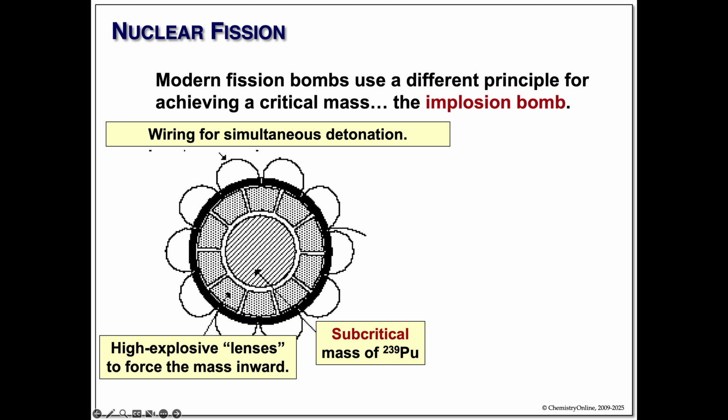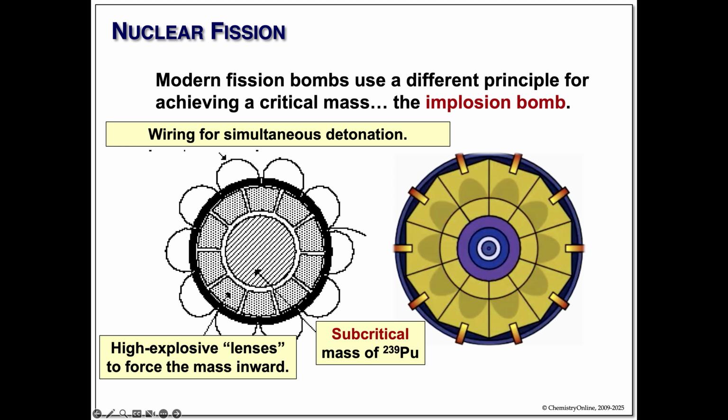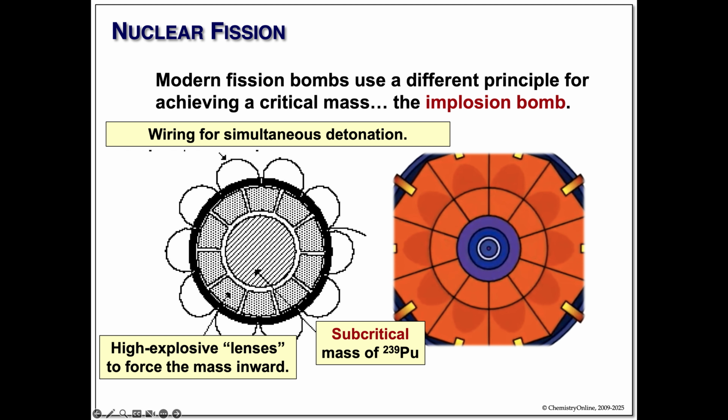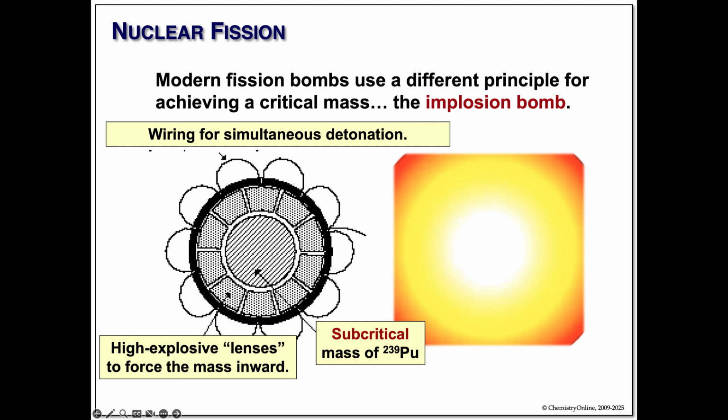These are explosives that are formed in a ring, a volume surrounding them. And you have wiring so that all of these go off at exactly the same time. That's the critical thing. They must go off at exactly the same time. Because you go in, the force hits the subcritical mass, makes it critical, and you go boom. It increases the density here, so you get the critical mass.